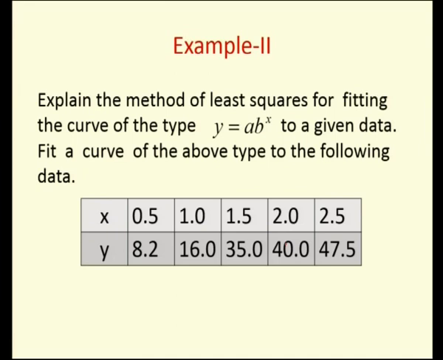Now let us go through the second problem. Explain the method of least squares for fitting the curve of the type y is equal to a plus bx to given data. So fit the curve to the following data. Here once again the problem lies in finding a and b. The method of least squares, as I have already discussed, consists in minimizing the sum of squares of deviations. When you minimize that, you get two normal equations. Using the two normal equations, you solve for the parameters. So let us see how to work out this particular problem.